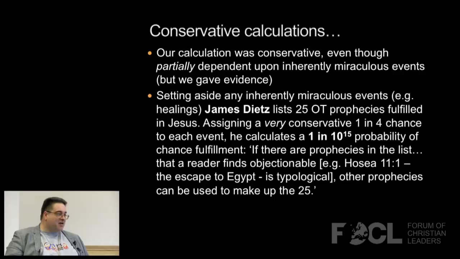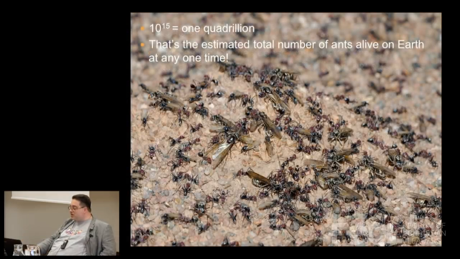And I think, well, okay, that's a typological use of the Old Testament there, and it's not really something that I would use in a fulfilled prophecy argument, so I'm going to swap that out for one of the other 27 that I've given. So 25 at 1 in 4 each still gets you to 1 in 10 to the 15, which is a pretty impressive number. It's 1 quadrillion officially. That is the estimated total number of ants alive on planet Earth. So not as many ants as there are grains of sand, but there are still, I'm sure you can try and imagine, quite a lot of ants around.